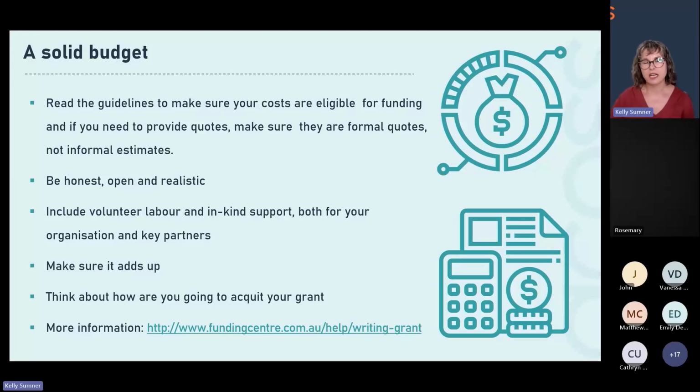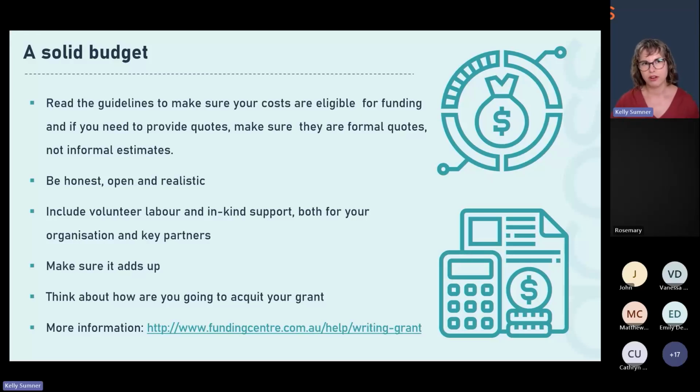Think about what you will need, on a really practical level, to run your project and get the outcomes you need. And also think about not just the things that you want the grant to pay for, but the things that your organisation will provide or your partners will provide that don't need to be directly paid for. And that's what we mean by in-kind support.